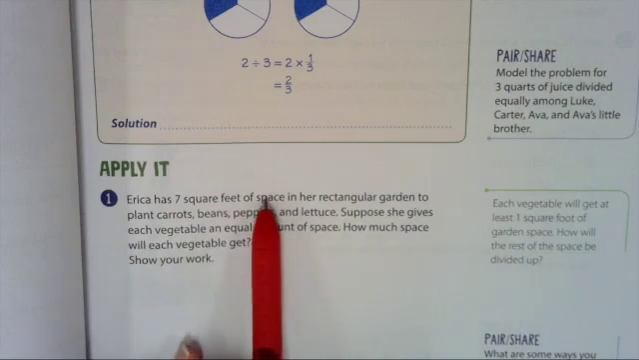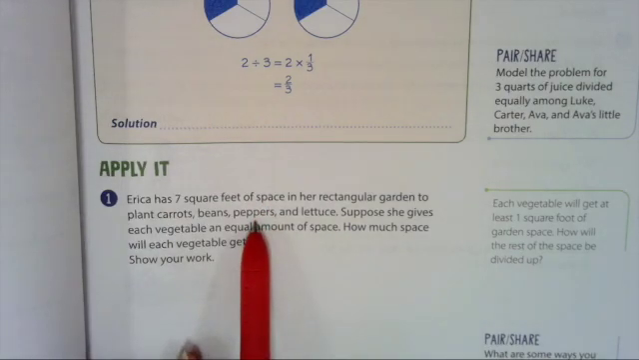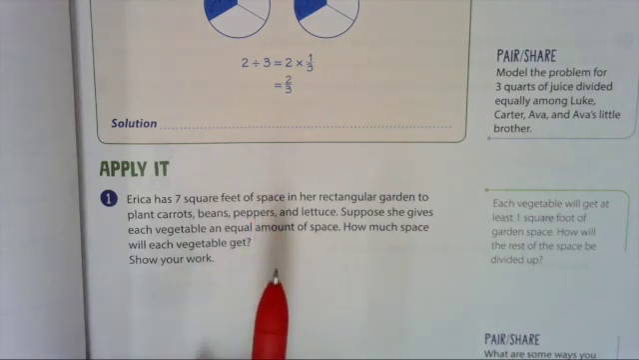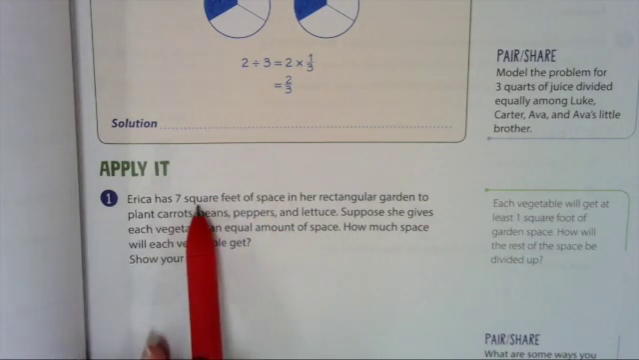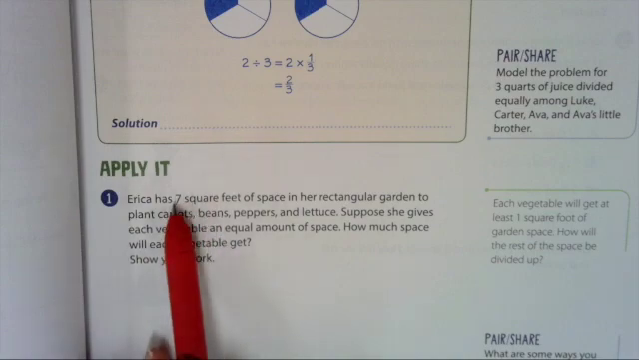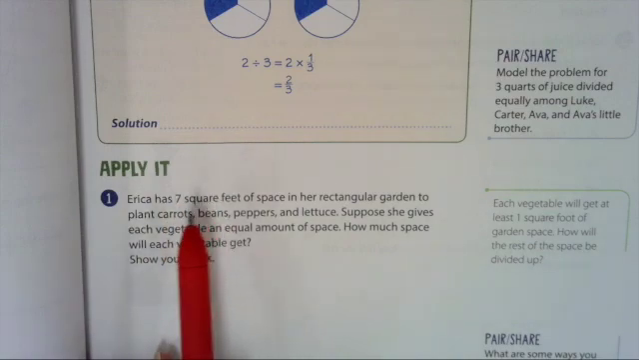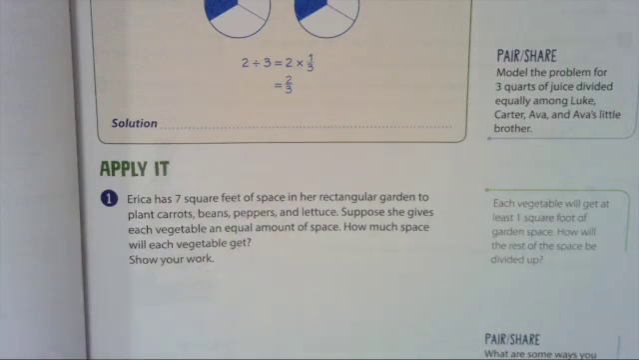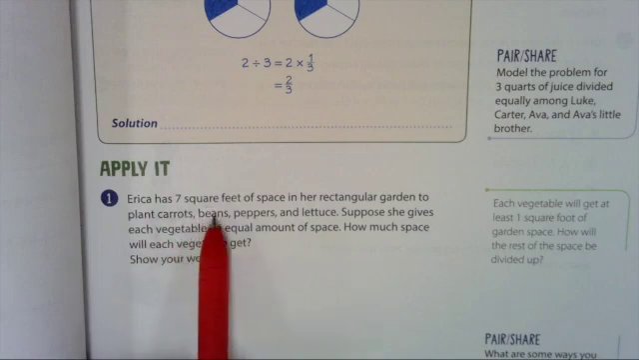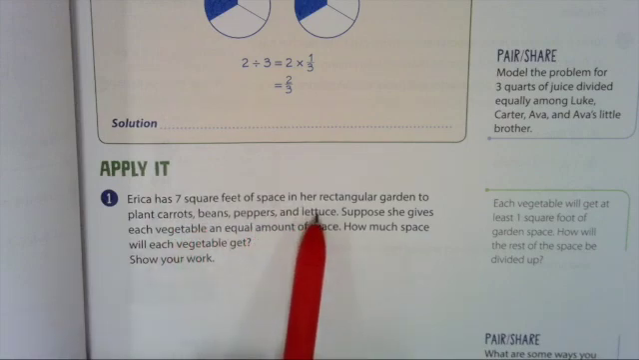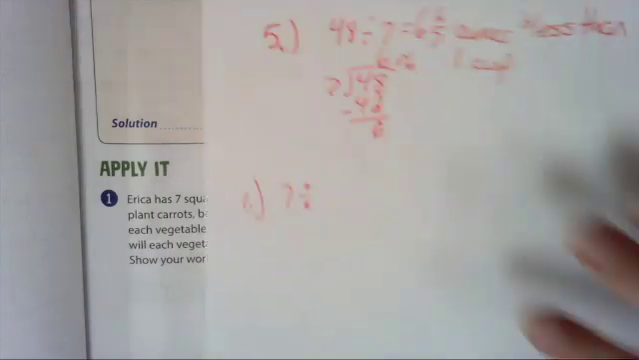So we have space and we have vegetables. Are we going to share the space with the vegetables, or are we going to share the vegetables with the space? You're going to share the space with the vegetables. Since the space is 7, we're going to do 7 divided by, there's not another number. What am I going to do 7 divided by? Well, how many vegetables do we have? We have carrots, beans, peppers, lettuce. 1, 2, 3, 4. We're planting 4 things in our garden, so we're going to do 7 divided by 4.